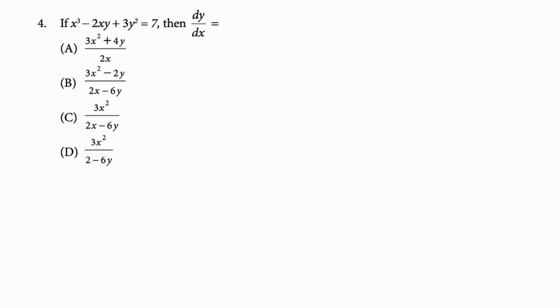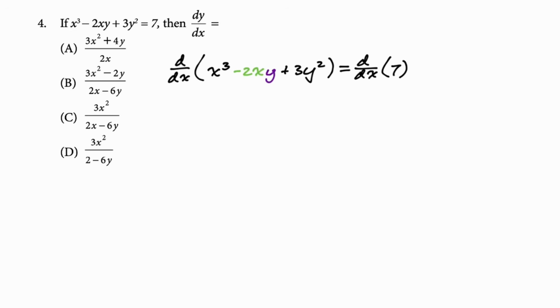Question 4, if x cubed minus 2xy plus 3y squared equals 7, then what is dy/dx? This is going to be implicit differentiation. So we're finding the derivative with respect to x of both sides of this thing. I think it's actually a good idea to write that down. Now we're going to use the power rule on the first part, the product rule on the second part, and basically the chain rule on the third part. And the derivative of a constant is 0. Let's employ this. So x cubed gives 3x squared.